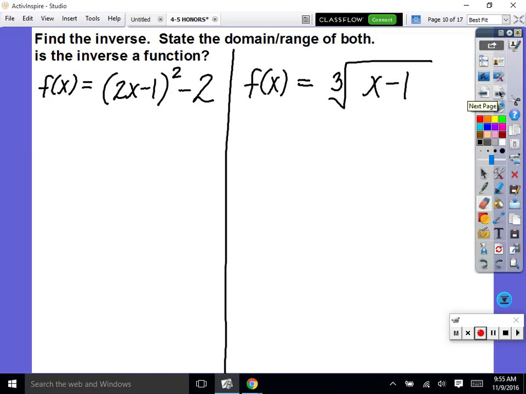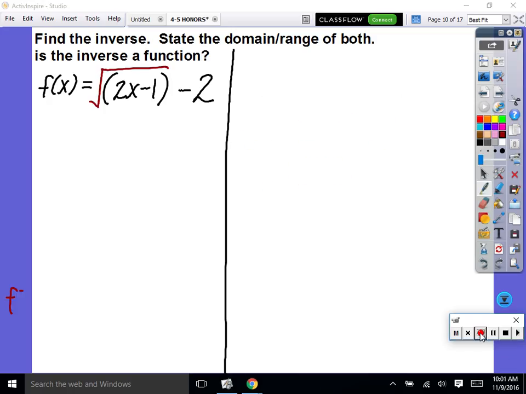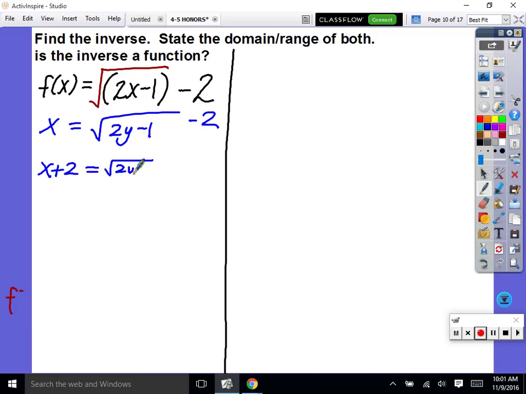So do some more advanced ones. Well, these aren't that advanced. Okay, so let's see what we get algebraically. We switch x and y. x is equal to the square root of 2y minus 1, minus 2. So we added 2. x plus 2 equals the square root of 2y minus 1, correct? Square both sides. So we have (x plus 2) squared equals 2y minus 1.